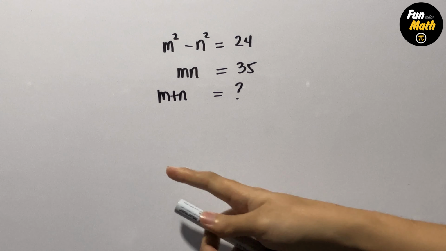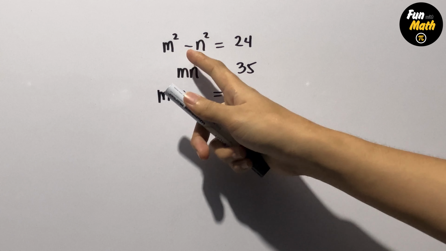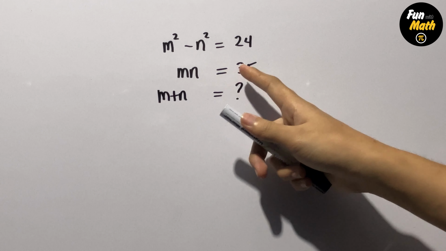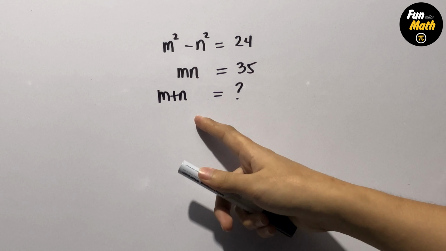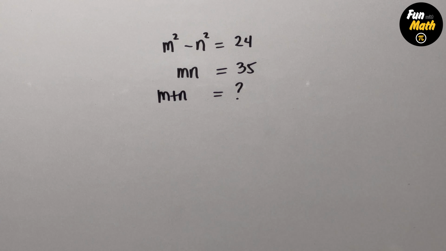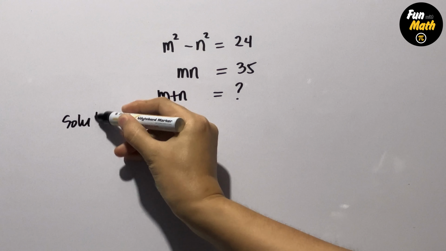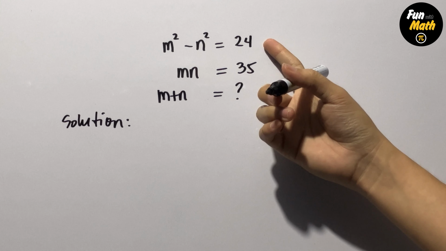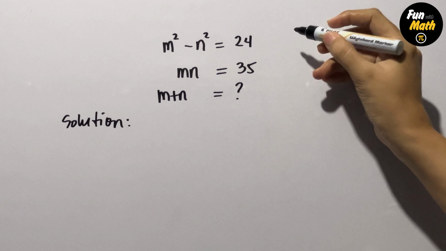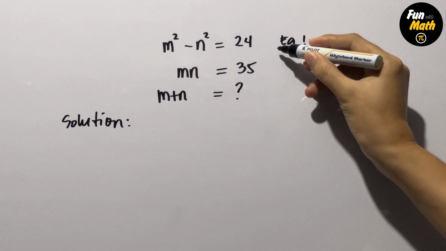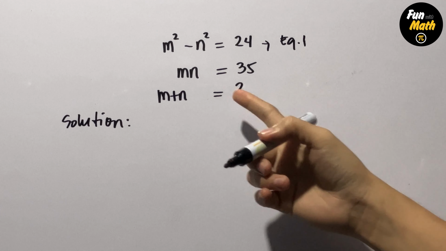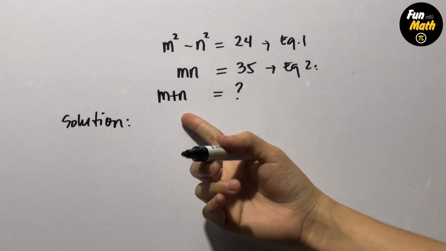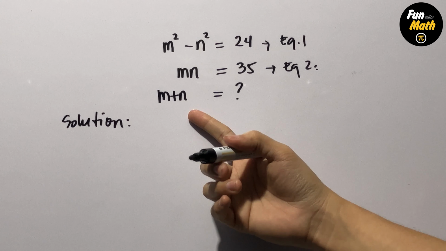Here's a nice problem. m squared minus n squared is equal to 24. mn is equal to 35. m plus n is what? Here's the solution. So first, we can consider this one as our equation 1, and this is our equation 2. So we are going to find m plus n.